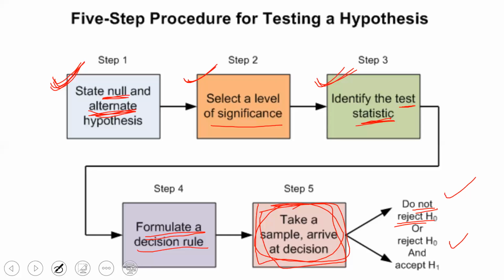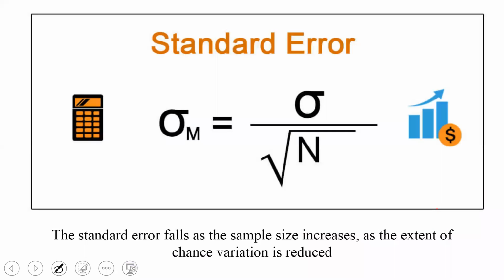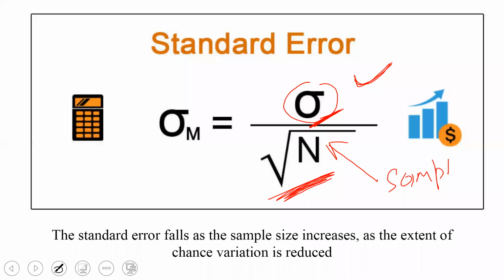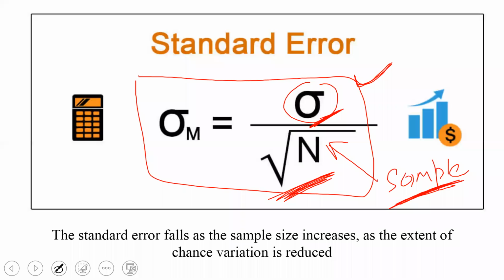So I will tell you the meaning of every statement over here. The formula for standard error is sigma by root n. N over here is the sample size that I am taking. I will ask you one question.